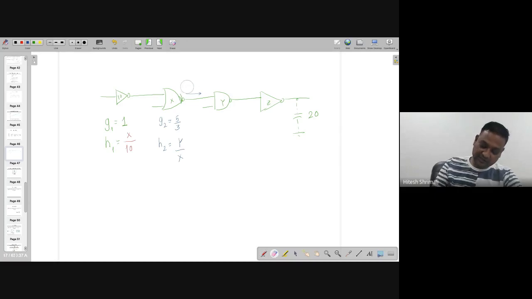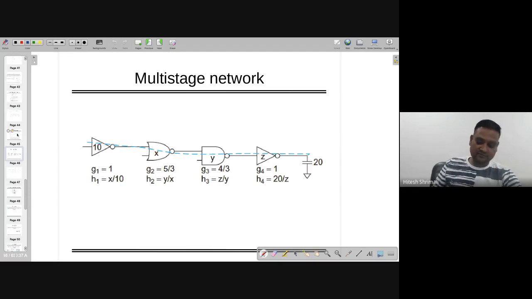Now similarly, you can write down G and H for the third gate, which is a NAND gate. G for a NAND gate is equal to n plus 2 by 3. Two inputs are there, so it's 4 by 3. And H is equal to Z by Y. Whereas for this one, this is a NOT gate, G is equal to 1 and H4 is equal to 20 by Z.